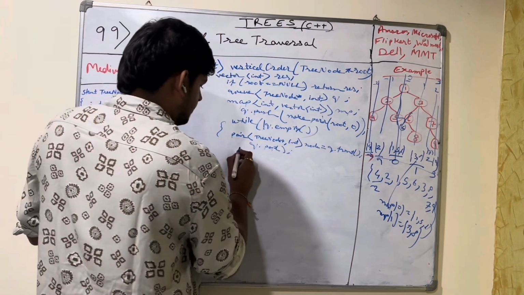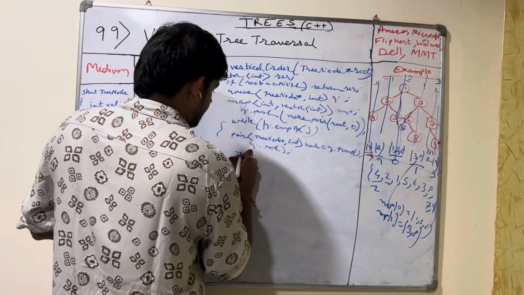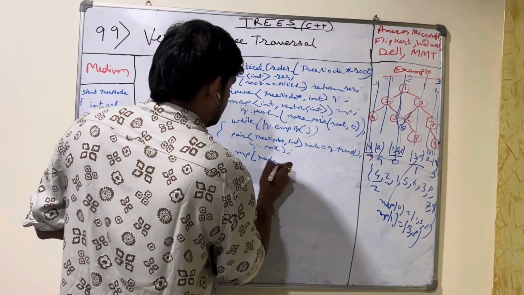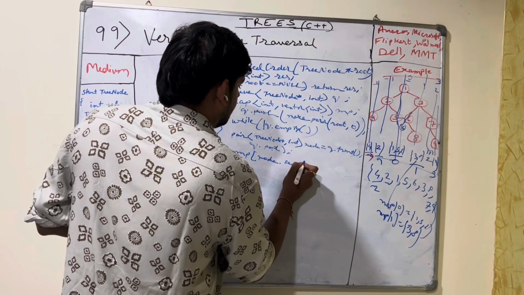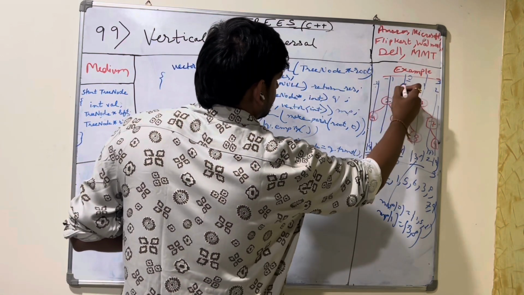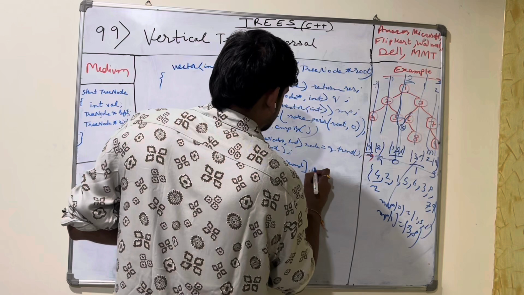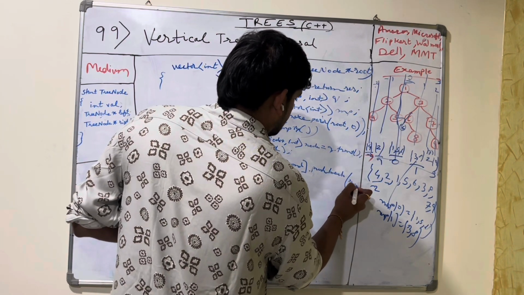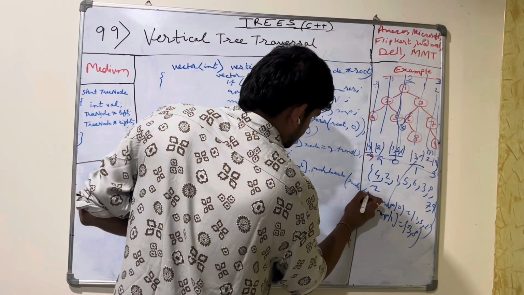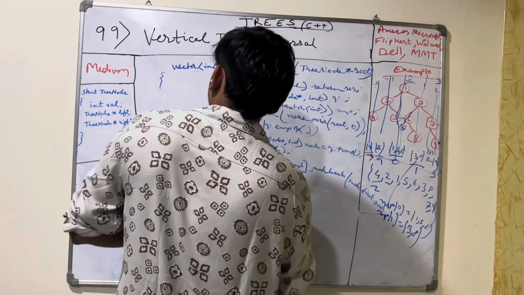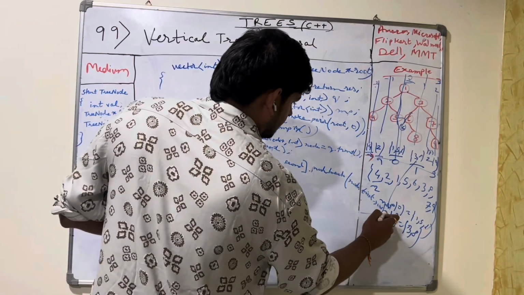Okay, then what do we do? We will add this value to the map, mp, at node dot second, the index. We will push back this node dot first value. Okay, this one we will add it here.